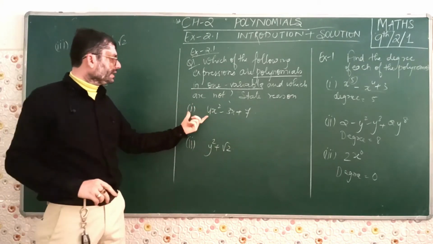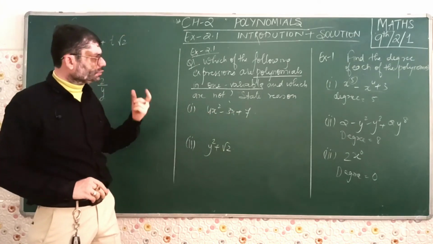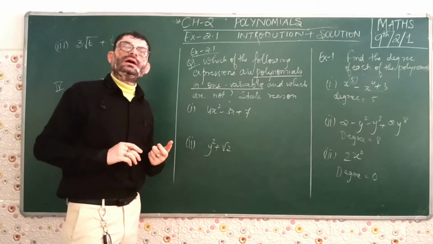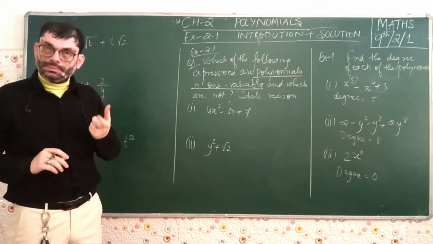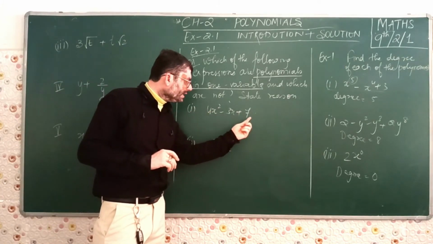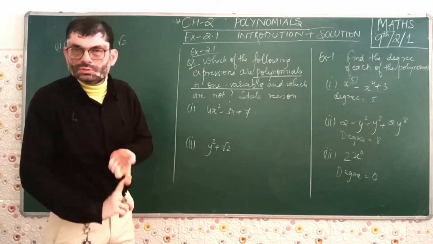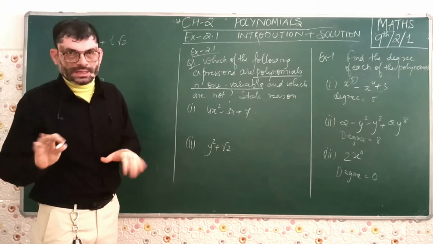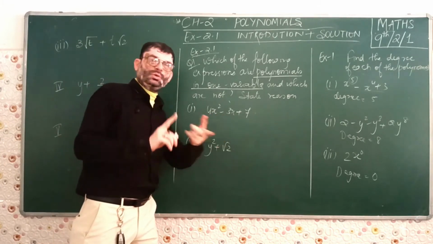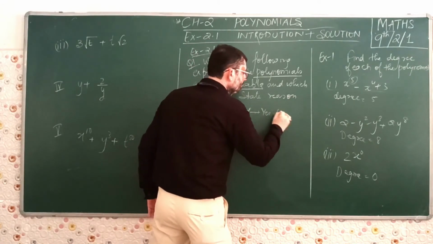First of all, we are given 4x square minus 3x plus 7. As per the definition, any algebraic expression whose degrees are whole numbers is a polynomial. Here the degree of x is 2, the degree of x is 1, the degree of x is 0. So 2, 1 and 0. The degrees are whole numbers. 0, 1, 2 are whole numbers. So it is a polynomial. Then we will see whether it is in one variable or not. Yes, here it is x square, x, only one variable is used. So yes, it is a polynomial.